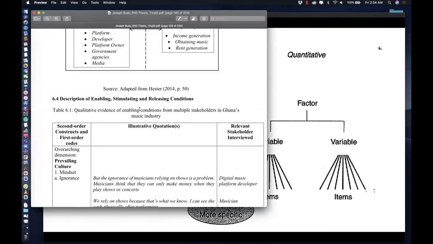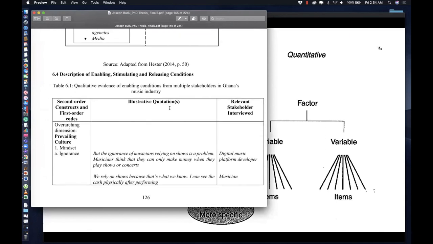Description of enabling and stimulating releasing conditions. So if you want answers to this, you look at this table. The table itself has sample responses in it, and the first order and the second order will come. So this is what I intended to show.